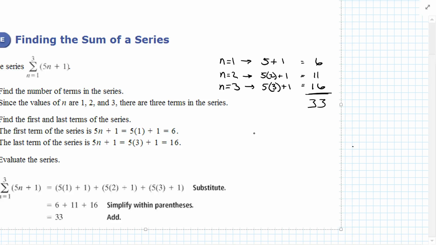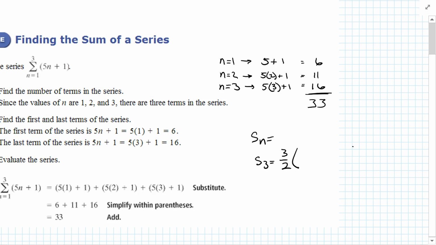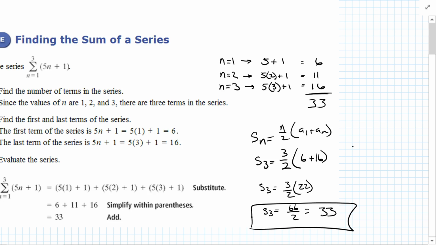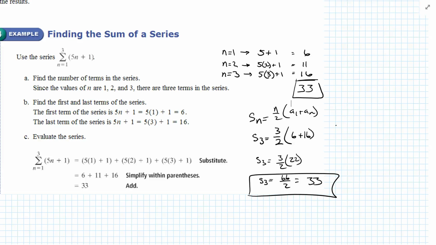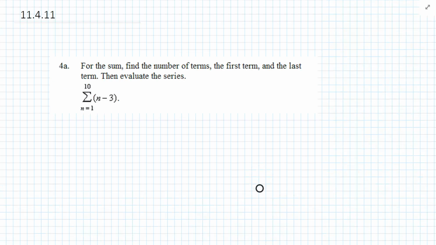Now let's go back to our s of n function and see if we can do it. So s of 3 equals 3 over 2 times, remember it's n over 2, a1 plus an. a1 is 6, and an, or a3, is 16. So s of 3 equals 3 over 2 times 22. So s of 3 equals 66 over 2, which is 33. So it works out. So you can evaluate the series one term at a time, or you can use your arithmetic series formula to add a finite series.